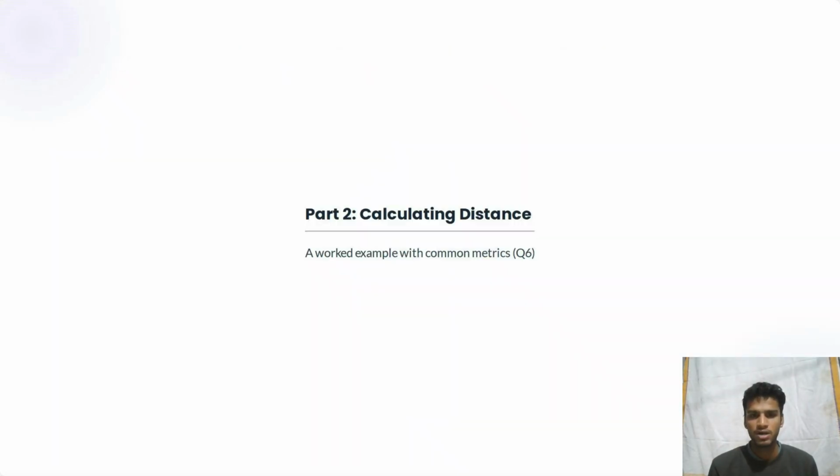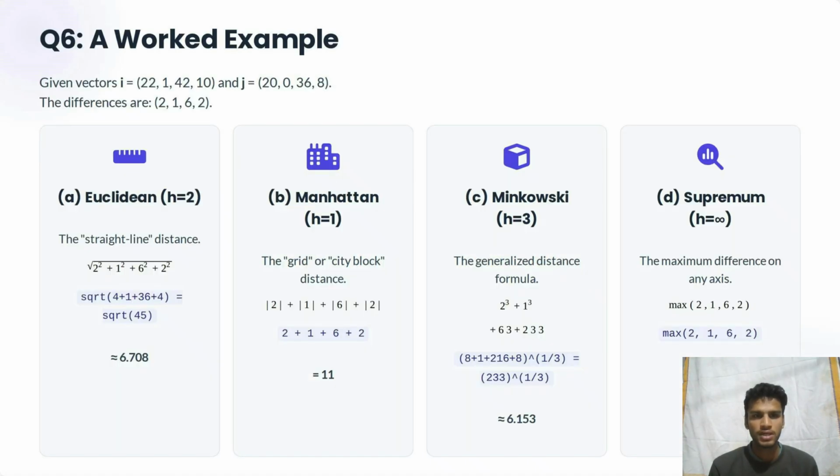Calculating distance: a worked example with common metrics. Given vectors i = (22, 1, 42, 10) and j = (20, 0, 36, 8). The differences are 2, 1, 6, 2. Euclidean, h equals 2: the straight line gives the answer 6.708. The Manhattan gives the answer 11. Minkowski gives the answer 6.153, and Supremum gives us its answer.